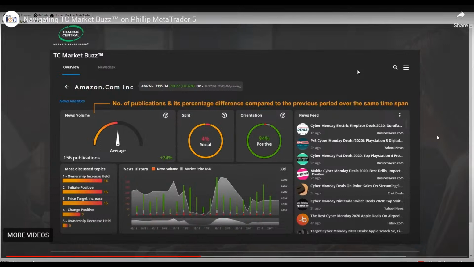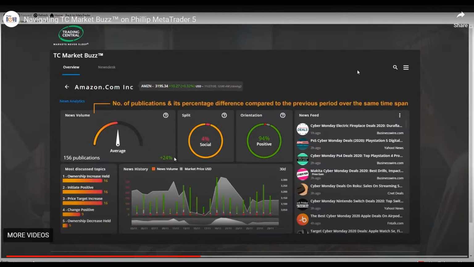As well as on the left side here, where my cursor is, it says the most discussed topics. It summarizes for you, out of all the news that is out there, what people are talking about. You see that here they have ownership increase, help, initiate positive, and price target increase.